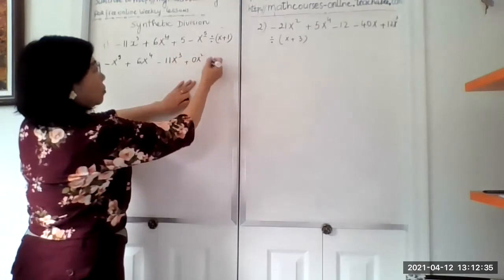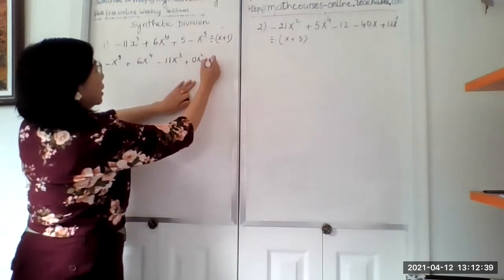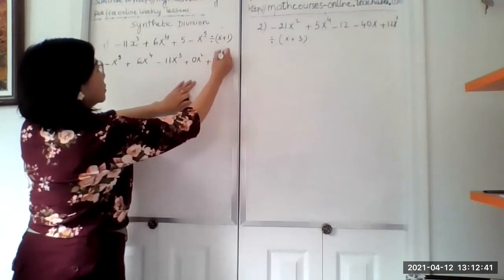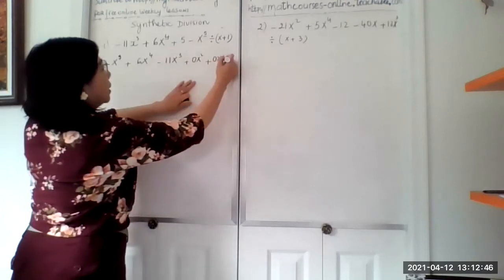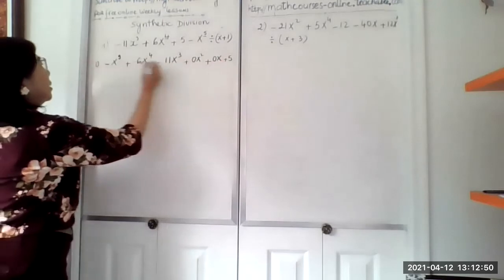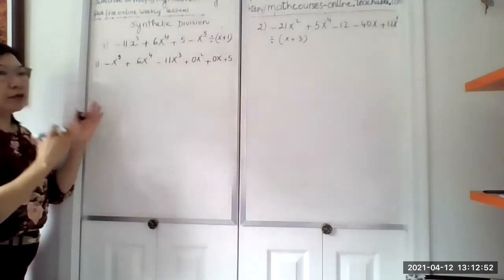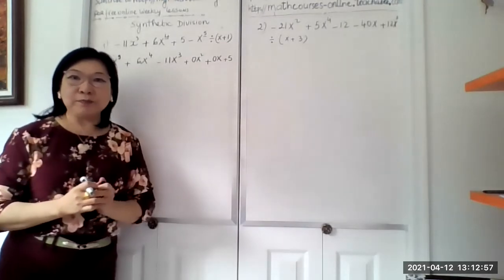What next will be x to the power 1. Again, we don't have any x to the power 1, so I'm going to add a 0 for x to the power 1 as well. And the last term is a constant for sure, which will be plus 5. So that's the way I rearrange the expression in descending order from the highest power to the lowest power.